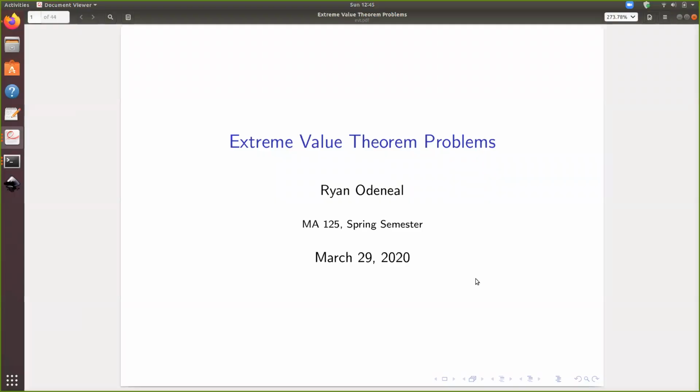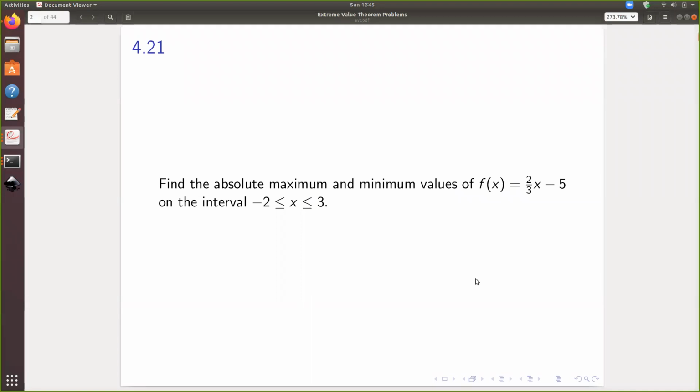Hello, everybody. Let's do some extreme value theorem problems. Okay, so 4.21, that is in reference to chapter 4, number 21 of your textbook. I just grabbed some textbook problems today. We're going to work through them. Hope they help you out in the future.